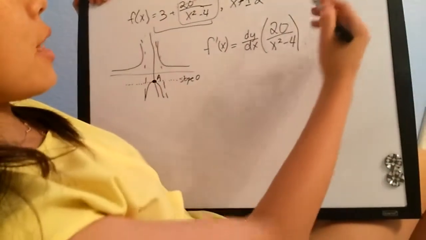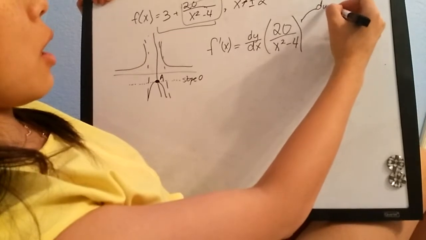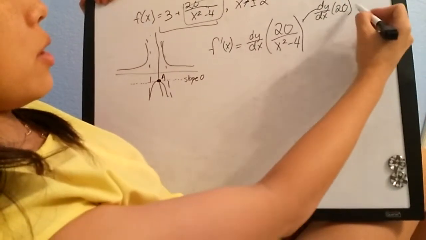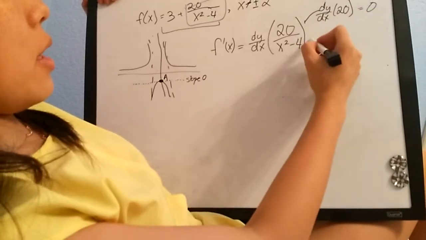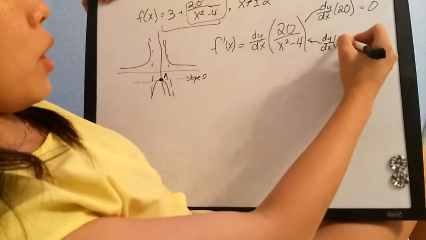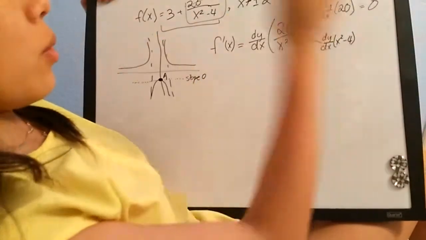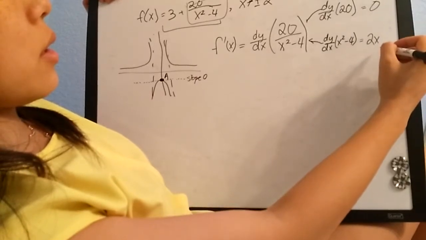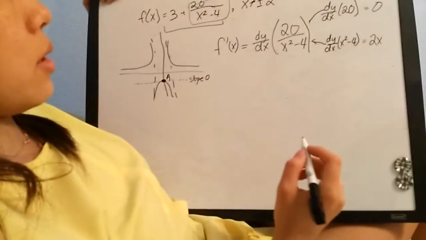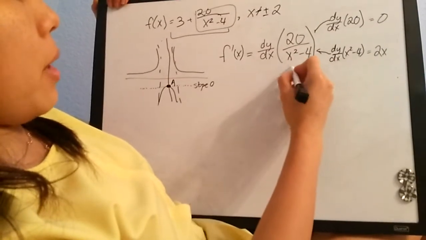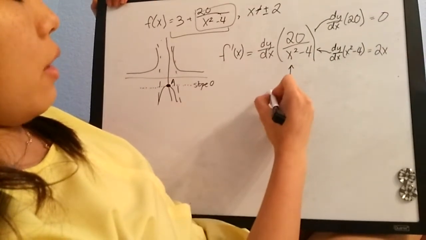We first find that the derivative of 20 equals just 0. And the derivative of x squared minus 4 equals 2x. It's just 2x. We could find that by using the derivative formula.